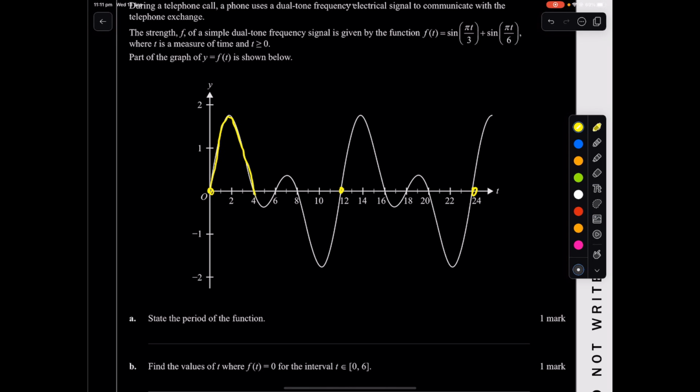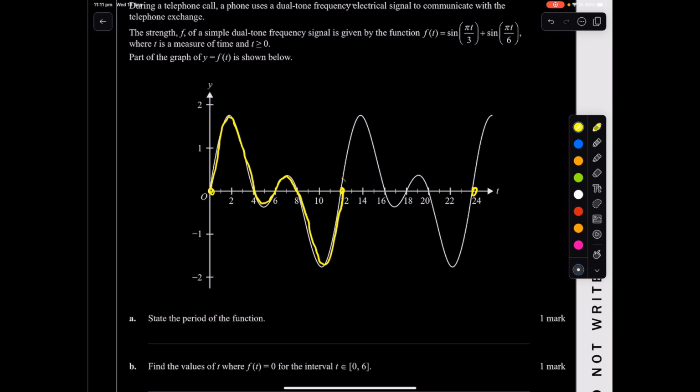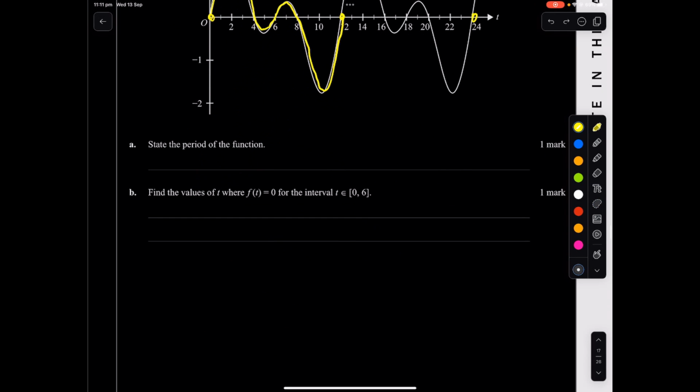You see this one right over here? To find the period, normally it's just when do they repeat. So this one over here is the same as this one over here. So what's that distance? That's going to give us our period. So the distance is 12. Your period is 12.